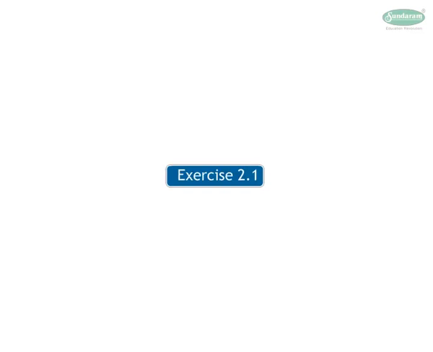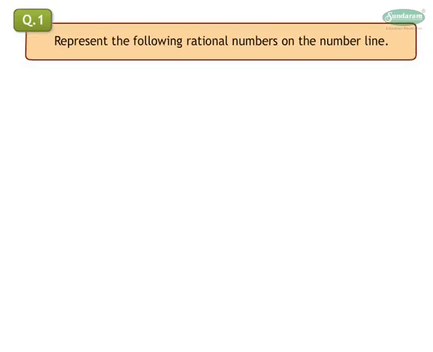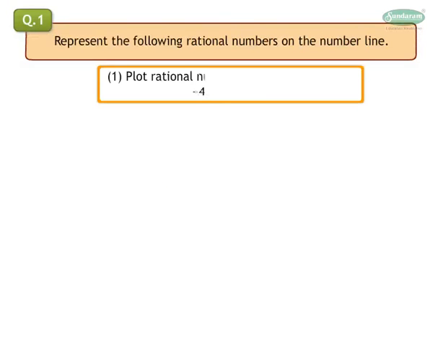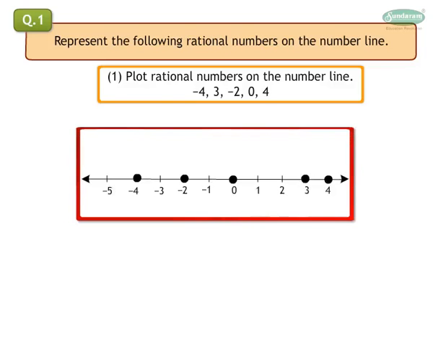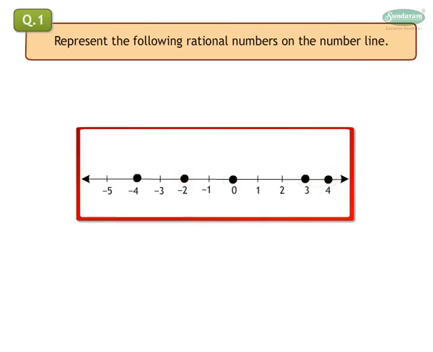Exercise 2.1. Question 1. Represent the following rational numbers on the number line. Now students, let us plot some rational numbers on the number line. We begin with -4, 3, -2, 0, 4. There can be no difficulty in plotting the above numbers. Draw the number line and mark -4, 3, -2, 0, 4 at the appropriate place on the line.